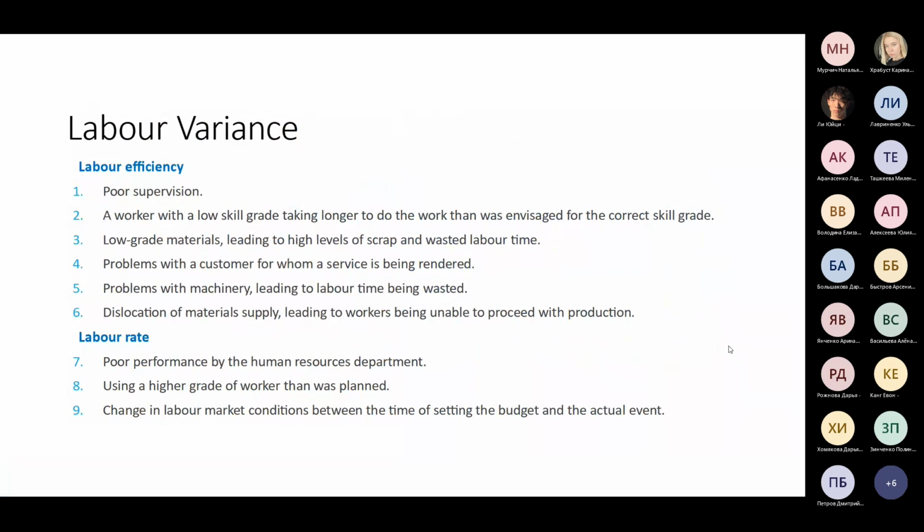If we decide to analyze labor variance, we would have two basic approaches. First of all, to analyze labor efficiency and to analyze labor rate. So labor efficiency has more reasons for variations, and labor rate is mostly a technical issue related to the poor performance of the human resources department, because we do not have enough employees to cover all the vacancies we have and to use necessary labor in our production process.